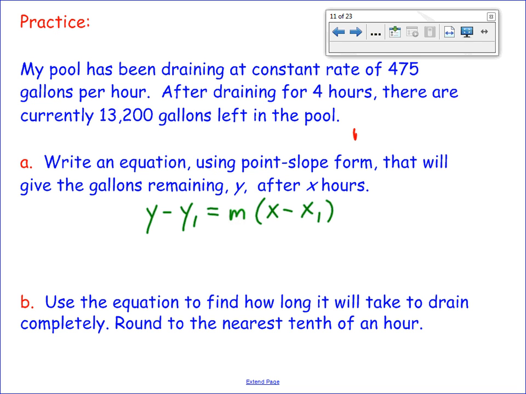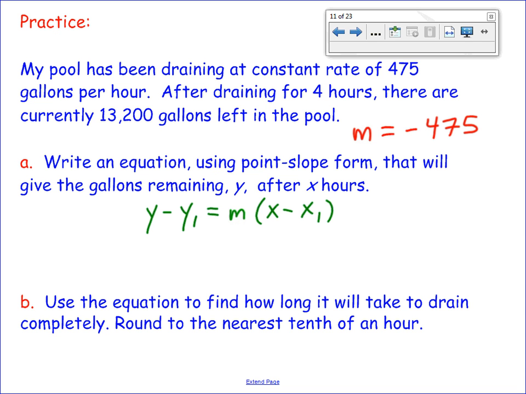If y is the number of gallons remaining, as x hours increases, would my rate of change m be positive or negative? What's happening to the number of gallons in the pool? Is it increasing or decreasing as time goes on? Decreasing, good. So we'll go ahead and grab that negative 475 because the number of gallons y is decreasing as my x variable hours increase. The longer I drain my pool, the lesser gallons remain. So I'm going to put a negative there.